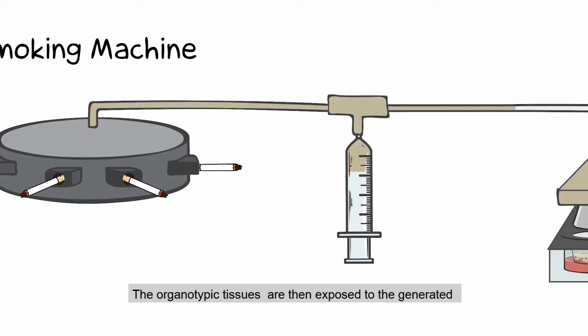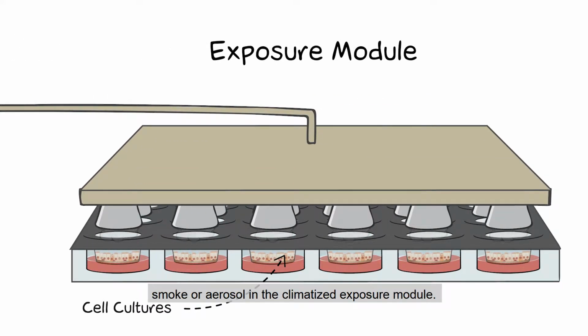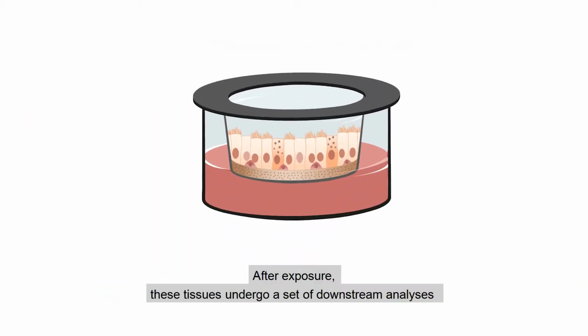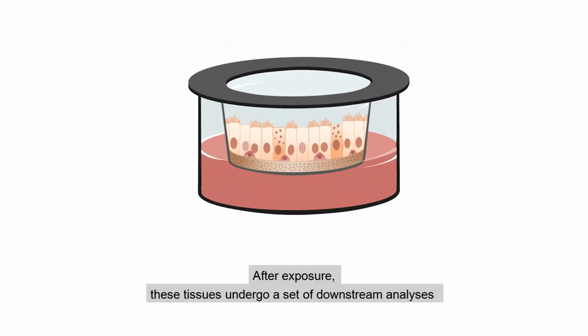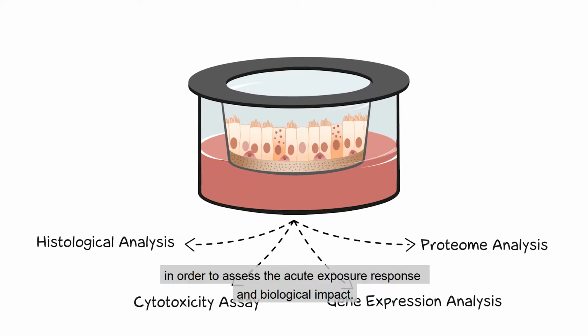The organotypic tissues are then exposed to the generated smoke or aerosol in the climatized exposure module. After exposure, these tissues undergo a set of downstream analyses in order to assess the acute exposure response and biological impact.